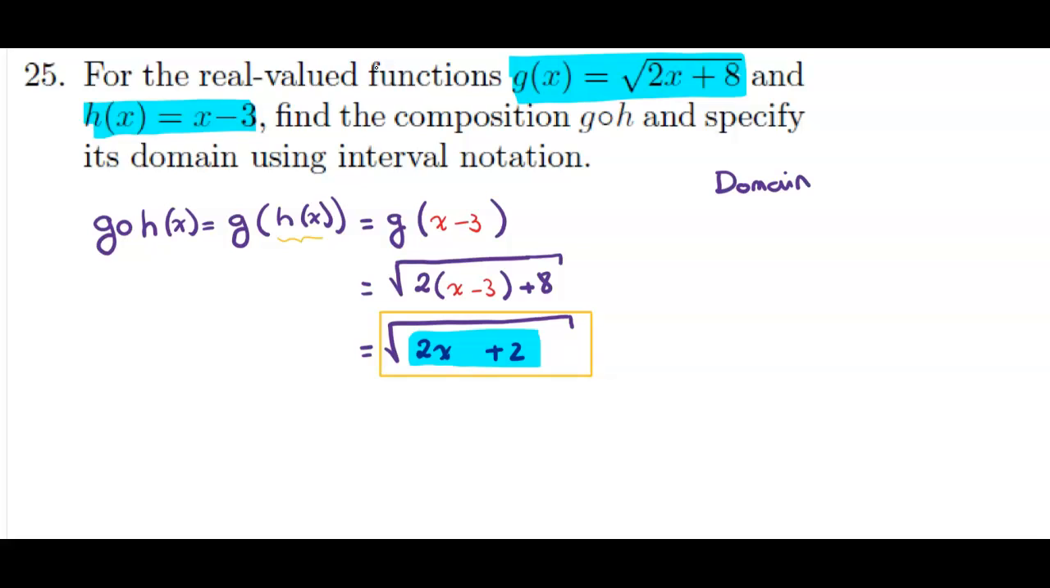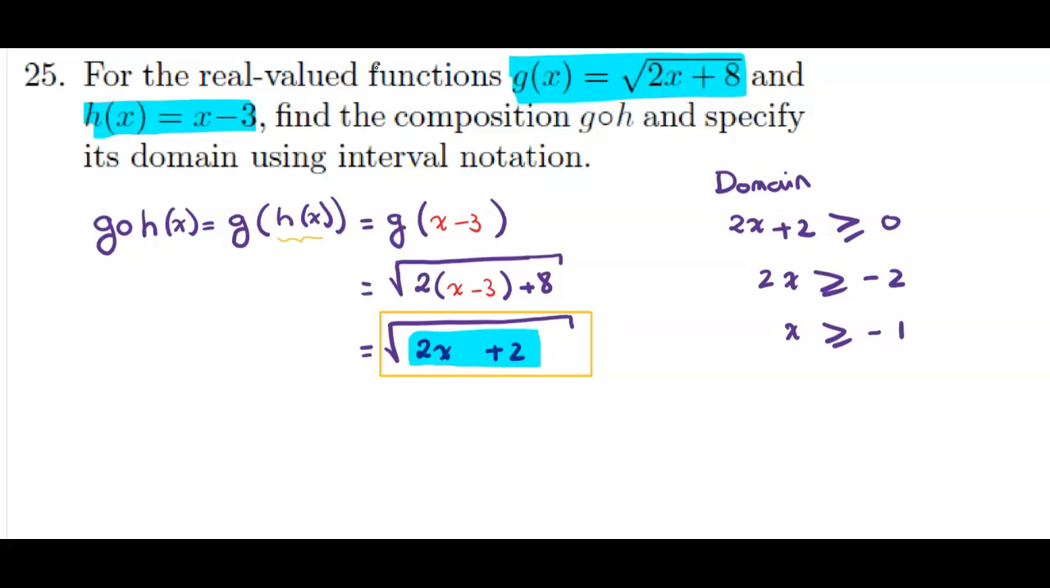So we are looking for a domain here, and we're going to start with 2x plus 2 greater or equal to 0. Once we put this, we're going to try to solve it. This is 2x greater or equal to minus 2, moving the 2 to the other side, dividing everything by 2, x can be greater or equal to minus 1.